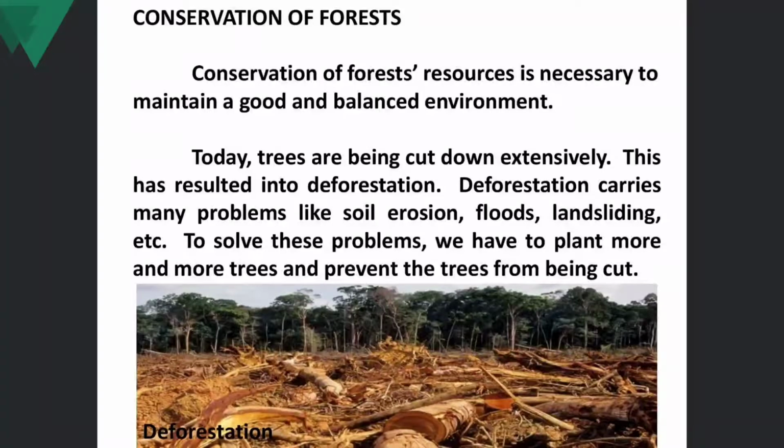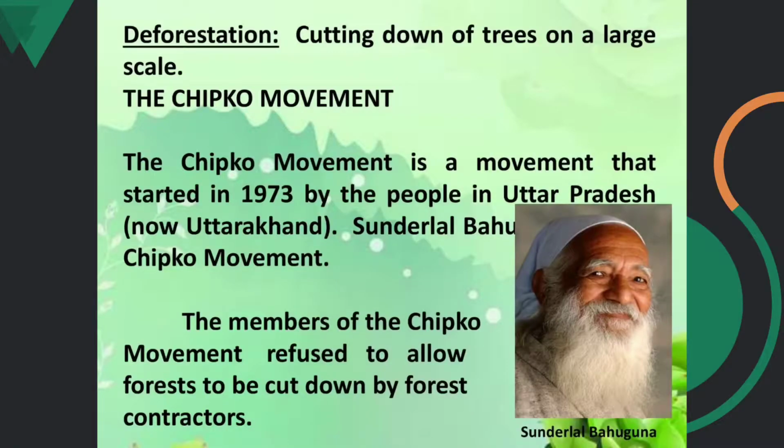Conservation is necessary to maintain a good and balanced environment. Today, people are rashly cutting down trees for their needs, and this has resulted in deforestation. Due to deforestation, we have to face many problems like soil erosion, floods, landsliding, etc. To solve these problems, we have to prevent the trees from being cut down. Deforestation means cutting down of trees on a large scale.